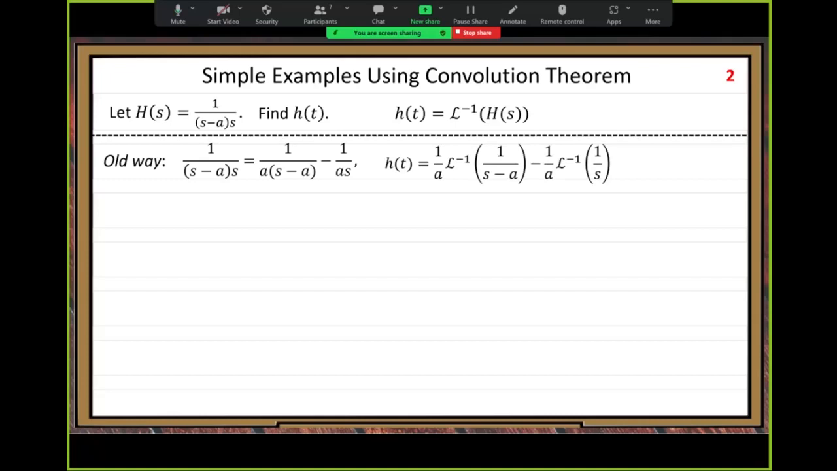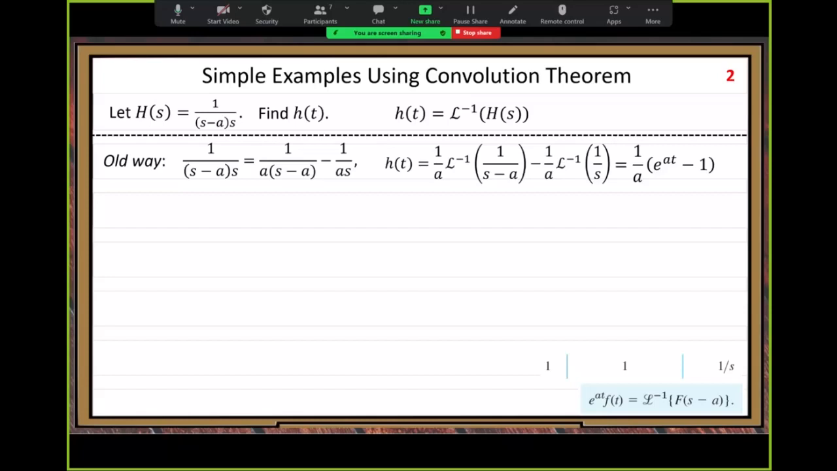Then little h is the inverse Laplace transform like that. Then the basic formula: 1 over s is basic formula, that's 1. For that one, we need the shift formula. So you get 1 over a times parenthesis e to the at minus 1. That's the old way: split the fraction, then apply these two basic formulas.